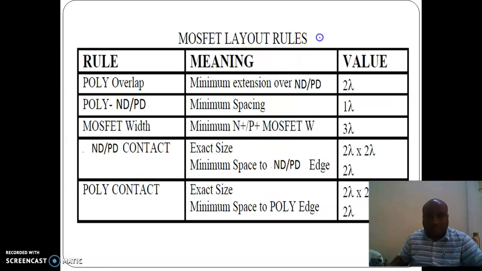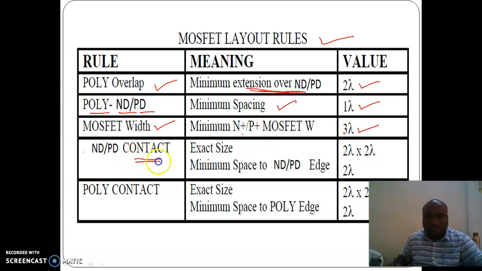MOSFET layout rules, few more. Poly overlap. So minimum extension, as we have seen in our previous slide, should be 2 lambda. Whereas poly to N diffusion and P diffusion, the minimum spacing should be 1 lambda. This we have seen pictorially. And MOSFET width should be 3 lambda.